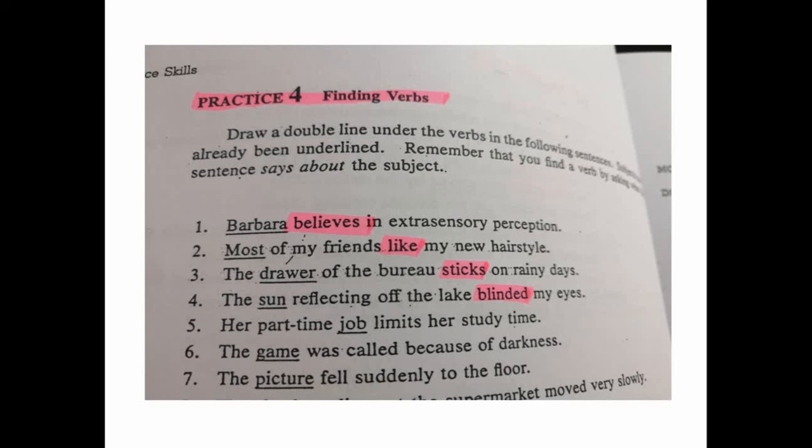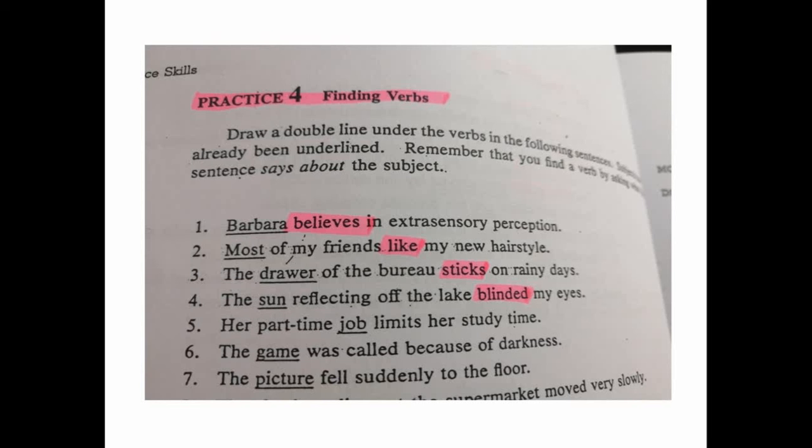The drawer of the bureau sticks on rainy days. So what do I tell about the drawer? Sticks. It sticks. Okay? Now, the sun reflecting off the lake blinded my eyes. So the sun what? What did it do? Blinded my eyes. So I cannot see. You know, when you look at the sun for a long time directly, then you shift your gaze to something else, you feel like everything is black and you can't comprehend and see.